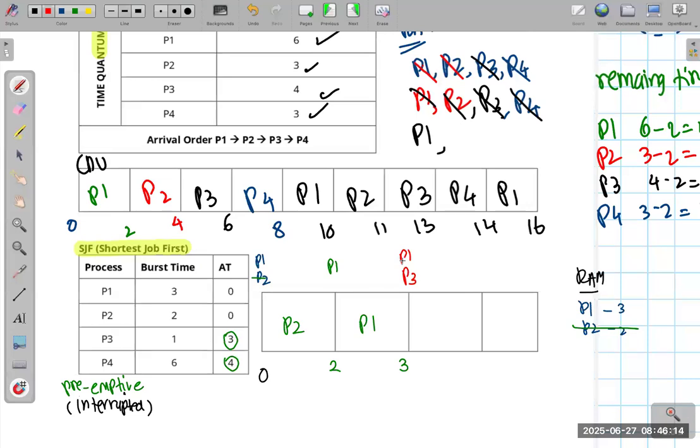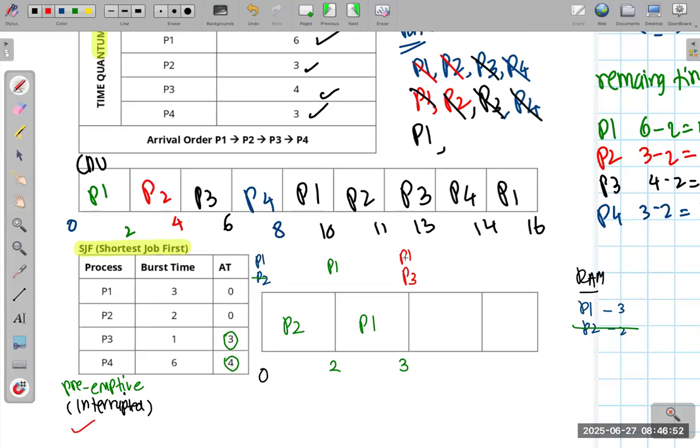Did you get it, Hannah? Here P1 and P2 come in. P2 is taken because he is the shortest, so he goes till 2. At 2, we see only P1 is there in the RAM, and you do it only for one time unit, because it is a preemptive algorithm. In a preemptive algorithm, he gets interrupted in the middle. Each and every time a new process comes in, he will stop. He will not finish. He will stop and then check. Stop, check, stop and check.